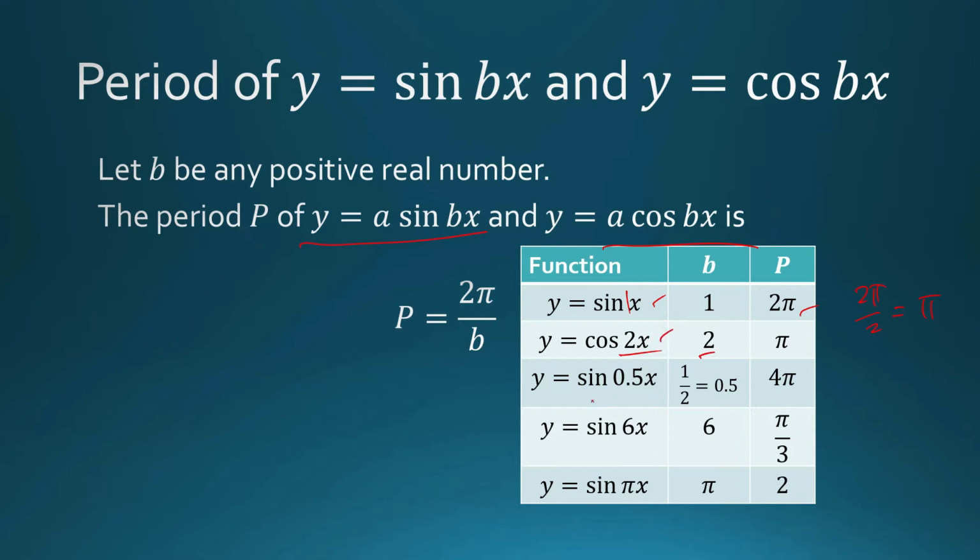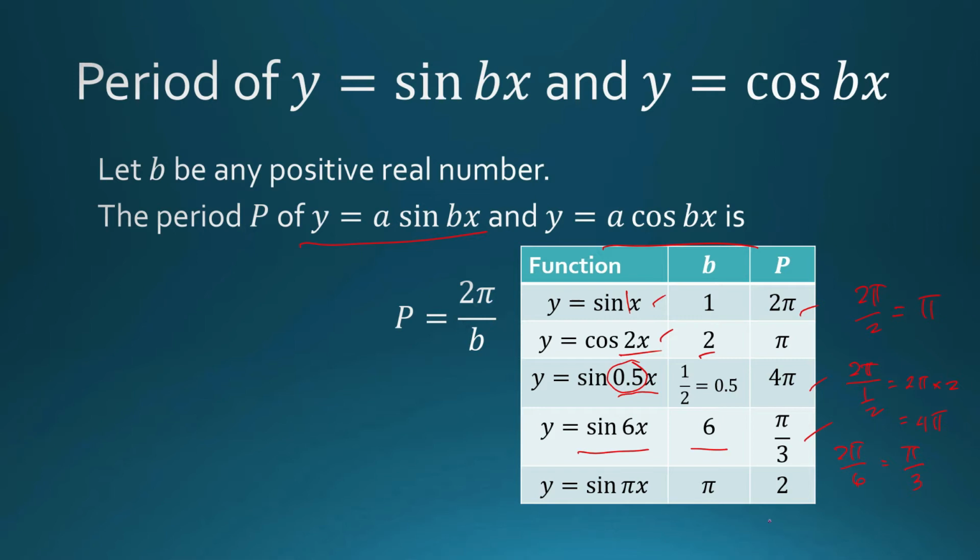When your function is something like y is equal to sine of 0.5 times x, this is your b, and 0.5 is 1/2. And 2 pi divided by 1/2 is equal to 4 pi. When your function is y is equal to sine of 6 times x, b is equal to 6. Again, 2 pi over 6 is equal to pi over 3.